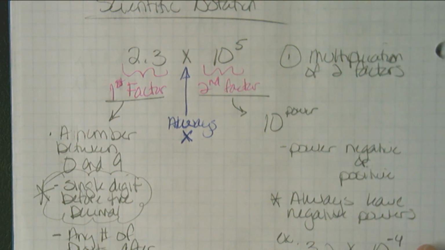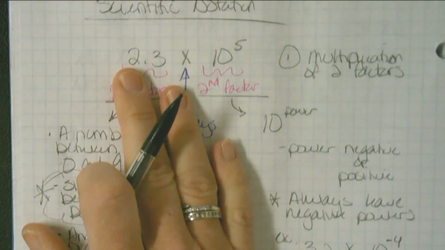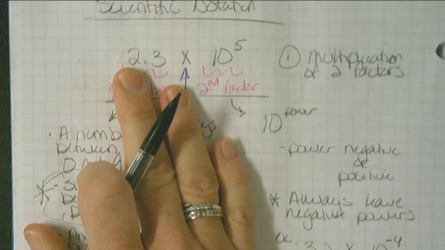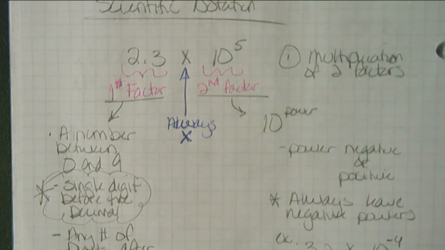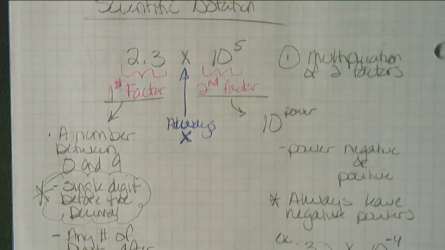You have two factors. We're multiplying two factors together. That multiplication symbol is an X. The first factor is always like our numbers. We have one digit, it's either 1 through 9, one digit in front of the decimal, and then either no digits after or any number of digits after. Okay? The second factor is always 10 to some power. That power depends on the size of your standard form number. All right, and we are going to work today with going between standard form and scientific notation.